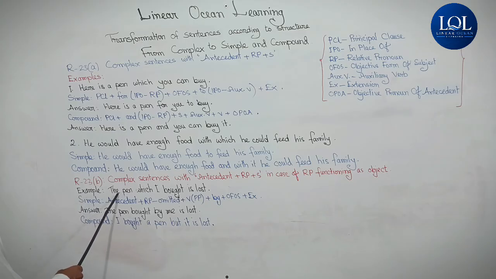The example is: The pen which I bought is lost. Its simple one is: The pen bought by me is lost, and the compound one is: I bought a pen but it is lost.